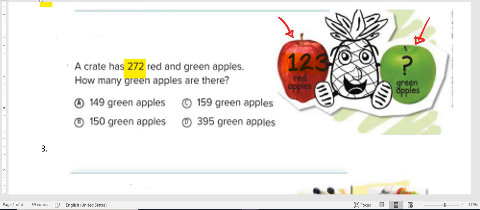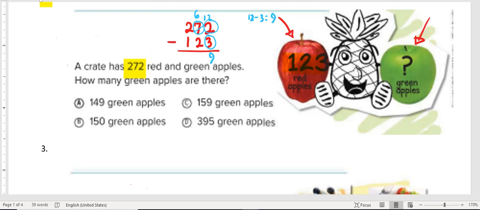For you to know what you have left, which will be for the green, you do 272, which is the total number of apples in the crates, minus 123 for the red. So do your subtraction the same way. You start from the ones place. This is 2 and this is 3. Not possible. 2 is less than 3. So go to 7 to borrow 1. From 7, you have 6 left. The 1 you borrow comes to the ones place, now 12. So 12 minus 3 will give you 9.